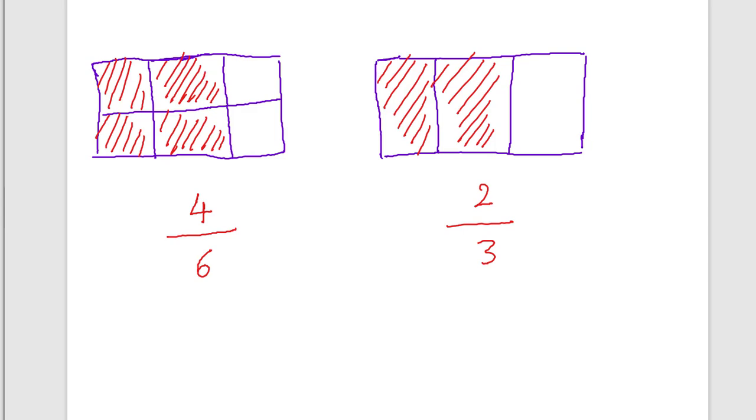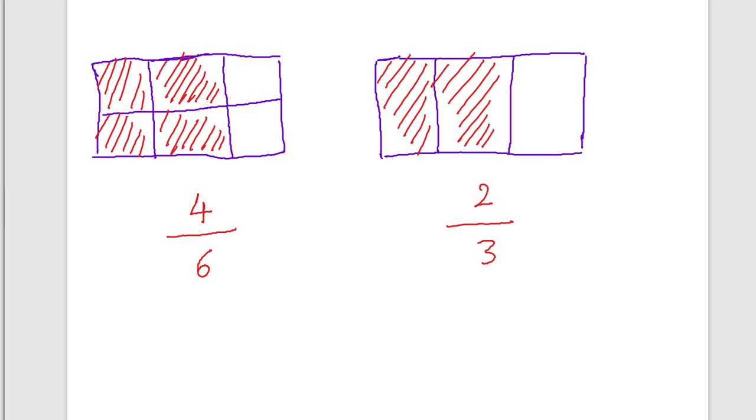Why are they equivalent first? Can you help me, Hassan? Why are these two fractions equivalent? They are the same. They have the same shaded area. Great, they have the same shaded area. They have the same shaded parts. The same parts of whole. They represent the same parts of whole. So this is 4 if the whole is 6. And the other one, it's 2 if the whole is 3 parts.